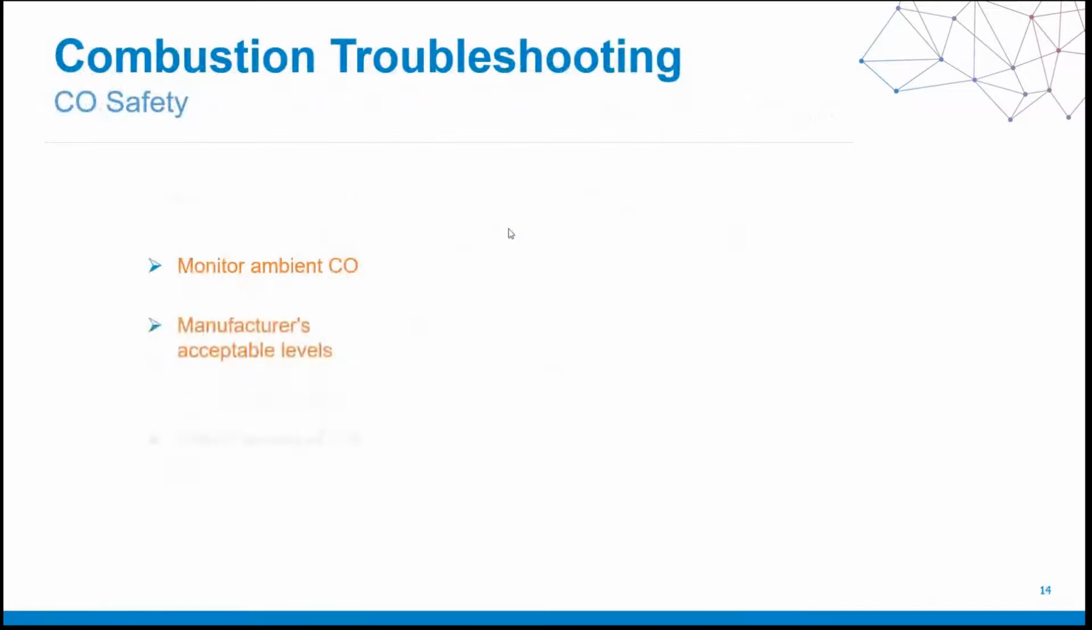Combustion troubleshooting as it relates to CO safety. Some of the things we want to look at, again, we talked about it earlier, is to monitor the ambient CO. You have that function on the analyzer. But you also need to know what the acceptable levels are that the manufacturer has stated in the manual for what your CO should be. What should it be at steady state? What should it be at low fire? What should it be at high fire? You want to know what those are and be able to adhere to those.